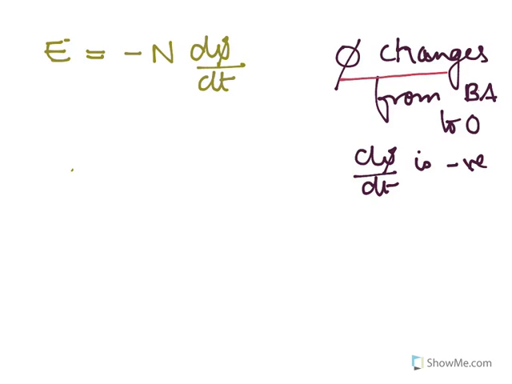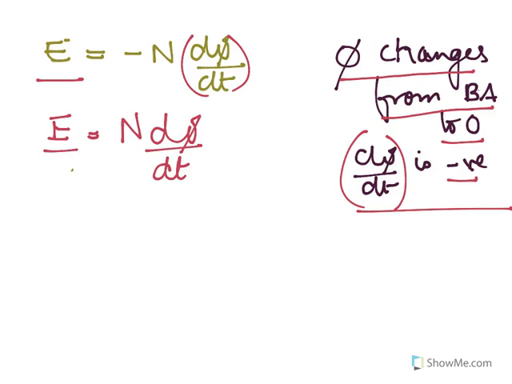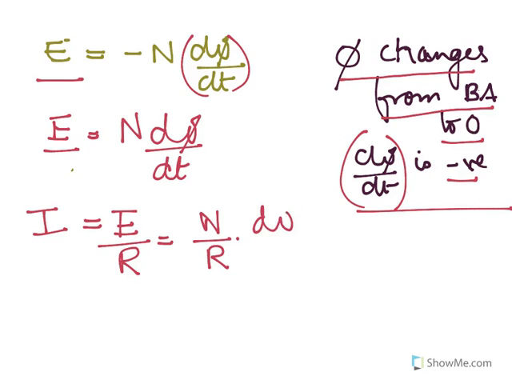So the flux linkages change from BA to zero. Since there is d phi by dt, there is induced EMF. Since the flux is decreasing, d phi by dt is negative. So induced EMF can be written as N d phi by dt. Because of the induced EMF, there will be induced current given by E by R, which is also written as N by R d phi by dt.